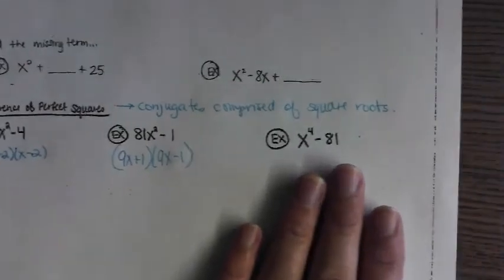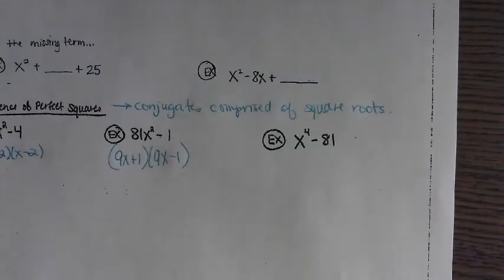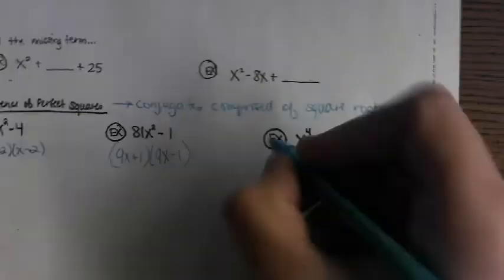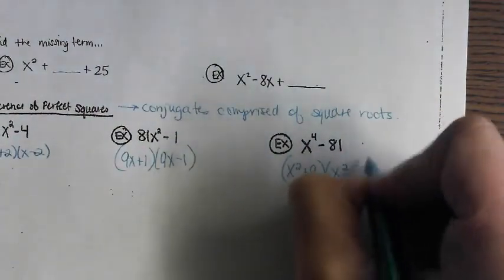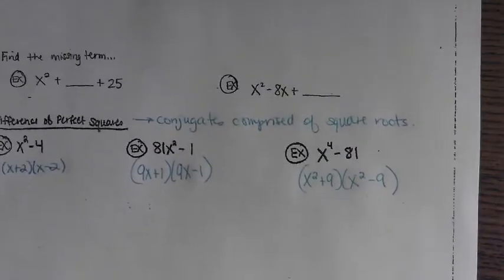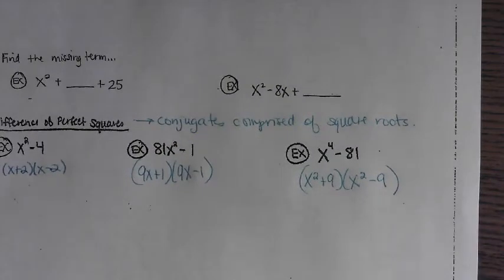And what's the square root of x to the 4th? X squared. And what's the square root of 81? 9. So we have an x squared plus 9 and an x squared minus 9. And oddly on this one, we're not done.